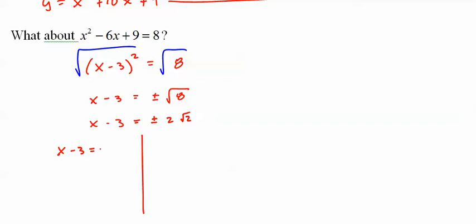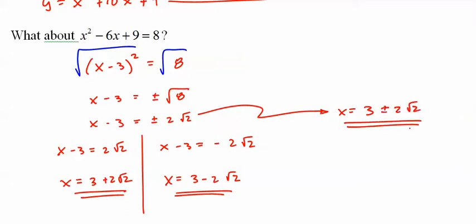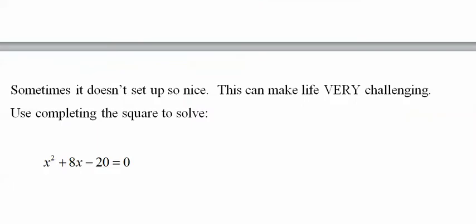x minus 3 equals positive 2 root 2. x minus 3 equals negative 2 root 2. x equals 3 minus 2 root 2. x equals 3 plus 2 root 2. Want to save yourself some time? Could have just gone right here and said 3 plus or minus 2 root 2, which looks a lot like the quadratic formula style we're going to use fairly soon. Those are not hard problems.